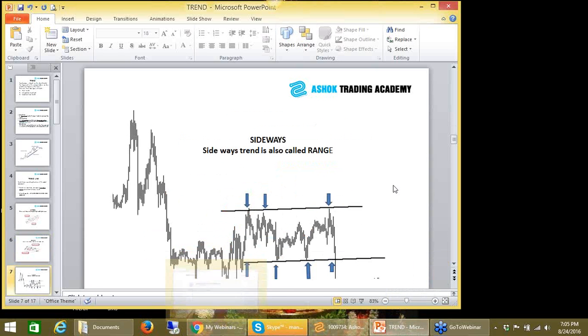Then the third one is sideways. Sideways trend is also called range. The price moves horizontally in a way. The sideways is also called range or consolidation. It is before the price continues in the direction of the previous move. Also you can see here the price always touches the horizontal line, then comes back, then goes back, then comes back. Also the support is on a horizontal line, and the resistance is also on a horizontal line. This one is called consolidation or range.